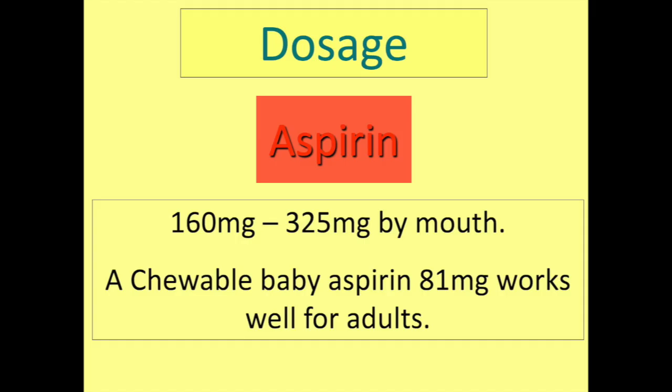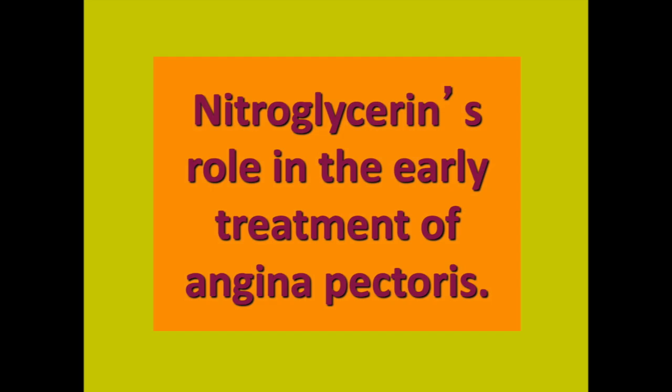And there's your dose for aspirin. If they take one by mouth, a chewable baby aspirin is 81 milligrams. And you would just have them chew one of those, and you'll be done with that part of the emergency procedure. Let's talk about nitroglycerin's role in the early treatment of angina pectoris.